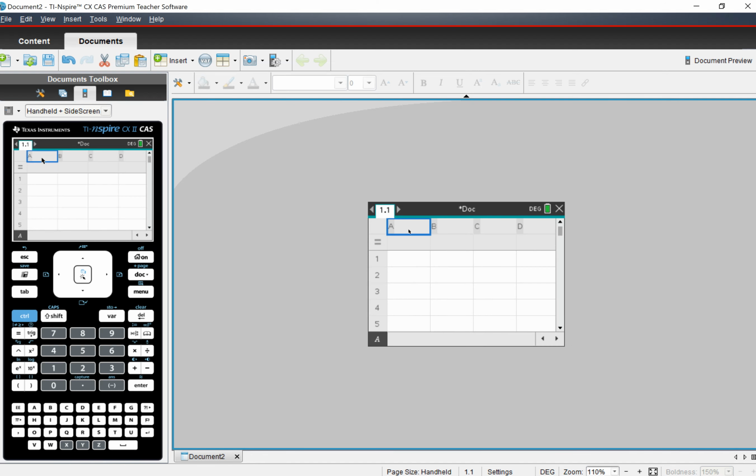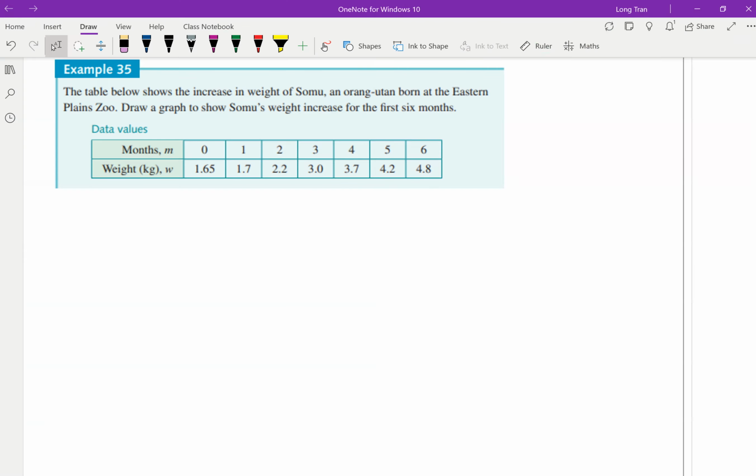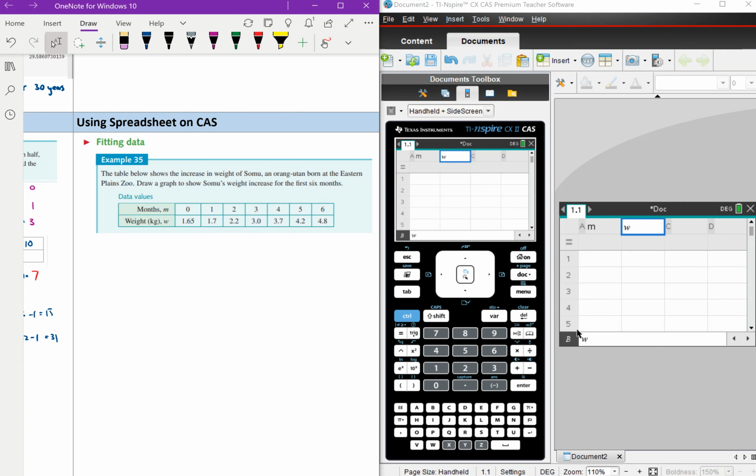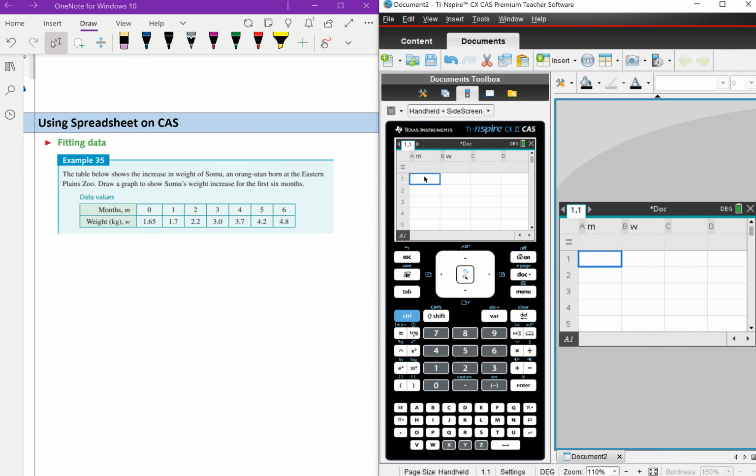Let's call the first column M for months and the other one W for weights. I'm just going to have a look at the page so it's easier to see. And under months, we're going to do the first 6 months. So 0 months, 1 month, 2 months, 3 months, 4 months, 5 months, 6 months. And what is the weight? So we're looking at the weight is 1.65, 1.7, 2.2, 3.0, 3.7, 4.2, and then 4.8.